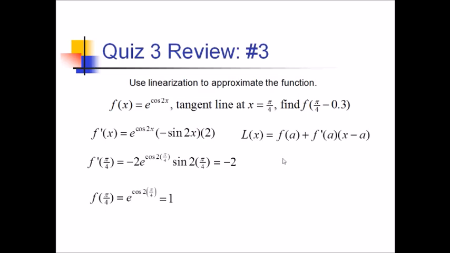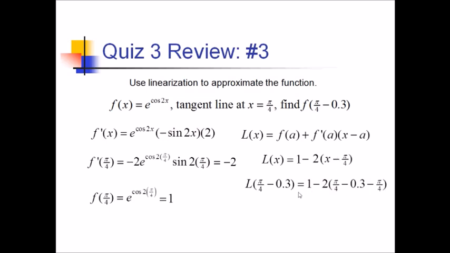So we can say L of x equals f of a, which we found to be 1 right here, plus our slope at pi over 4, which we found to be negative 2. And then we're just going to have x minus this launching off point, so x minus pi over 4. All right, so at this point, we need to figure out f of pi over 4 minus 0.3. So to show this, I'm going to say L of all this stuff equals 1 minus, and now we're plugging pi over 4 minus 0.3 in here, and then we're subtracting this pi over 4 out there.